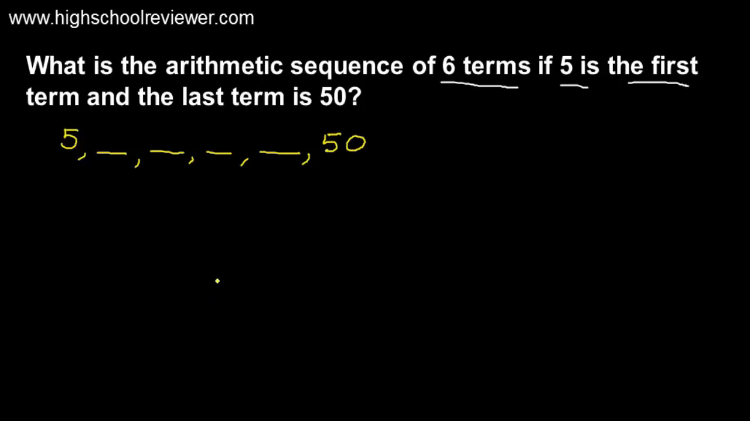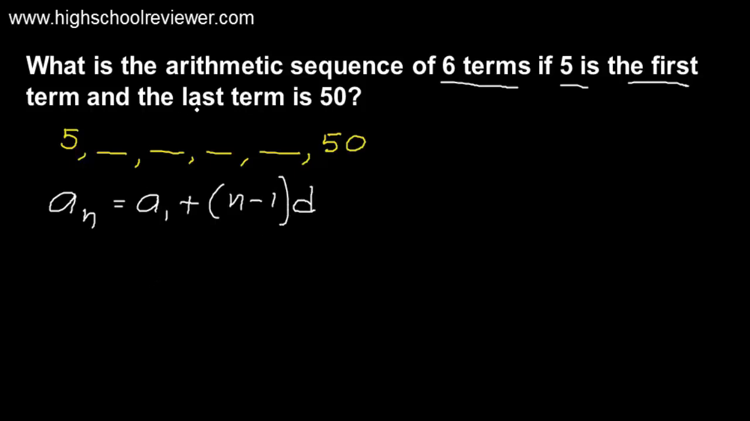Now looking at this given problem, we can see that there are no consecutive terms. Since there are no consecutive terms, our d here is unknown. To find d, we are going to use the equation of the arithmetic sequence: a sub n is equal to a sub 1 plus n minus 1 multiplied by d.